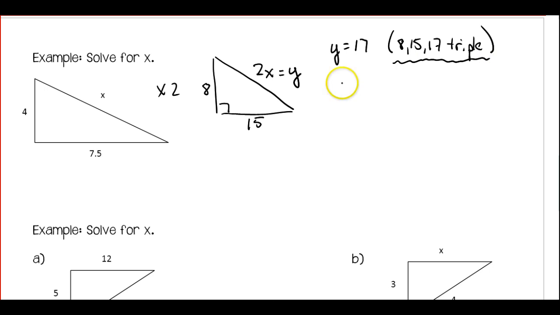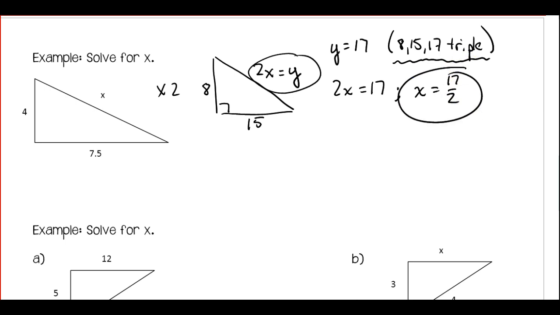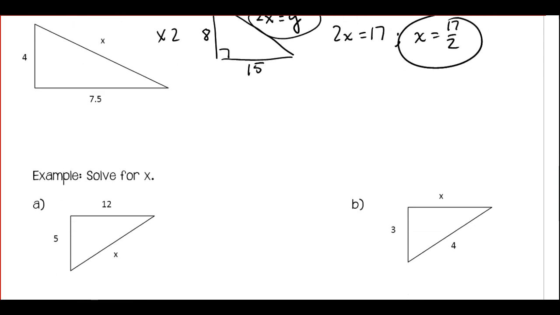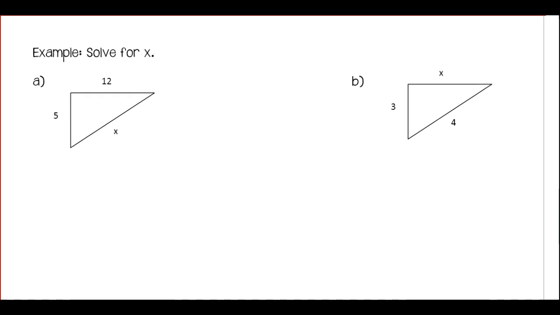All right, so we solved for y. Now we can go back and substitute that in to our expression over here. So 2x is equal to 17, which means that x is equal to 17 halves. Okay? Again, if you are working on your homework and you have questions on how to show the work, make sure that you ask me. All right, let's look at a couple more examples and then we'll be done.